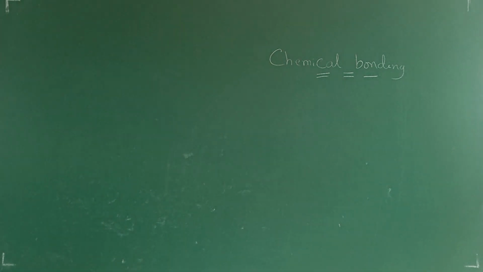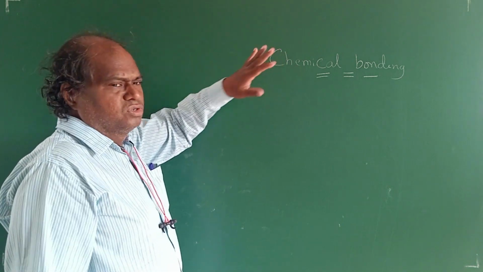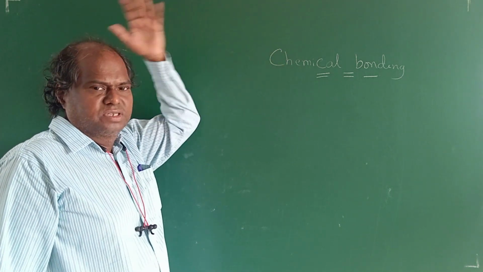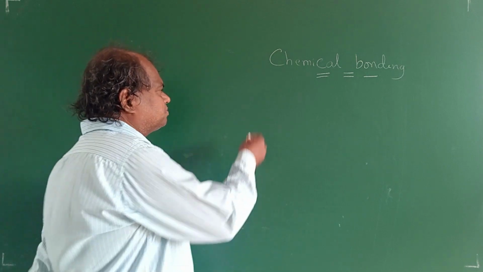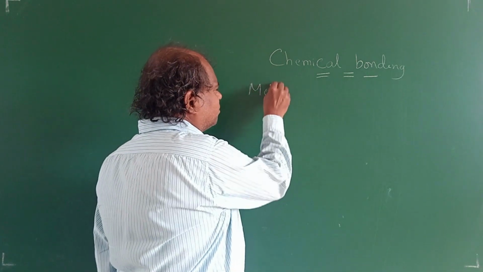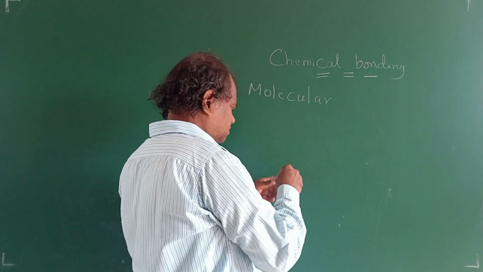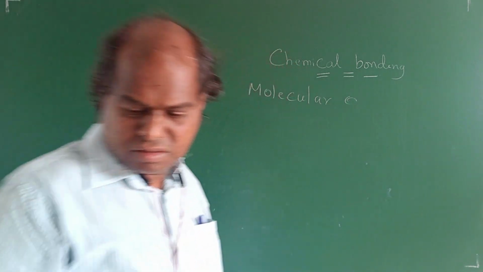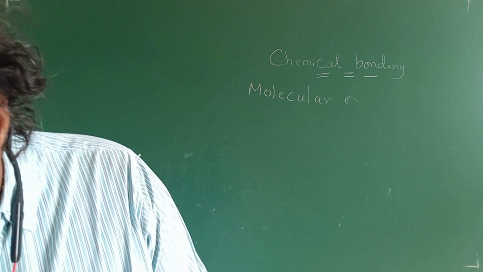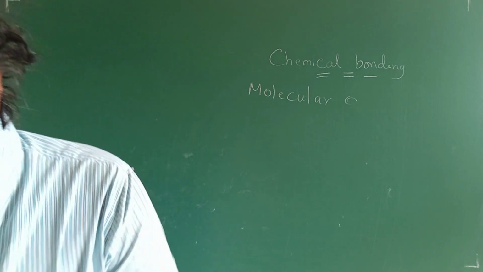Okay, fine. So let's start now. In this chapter we have finished Fajan's rules, and we have finished dipole moment. So the last part that is left is molecular orbital theory. This is the one which we have to do today.